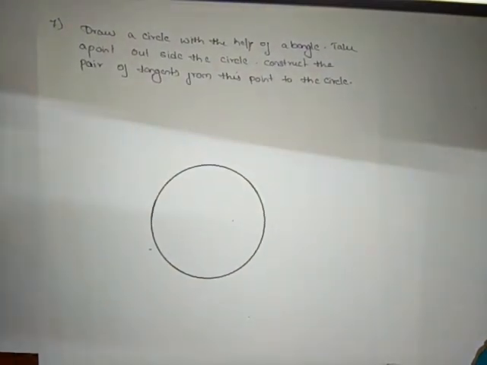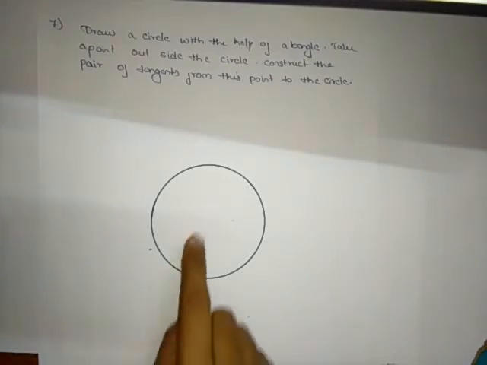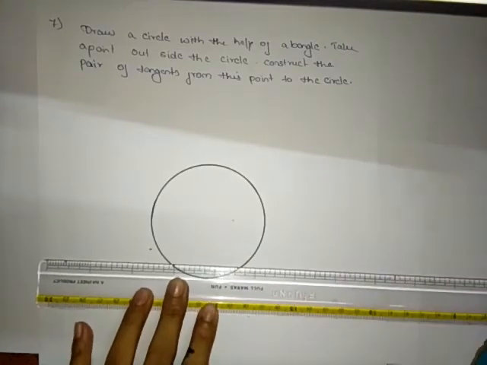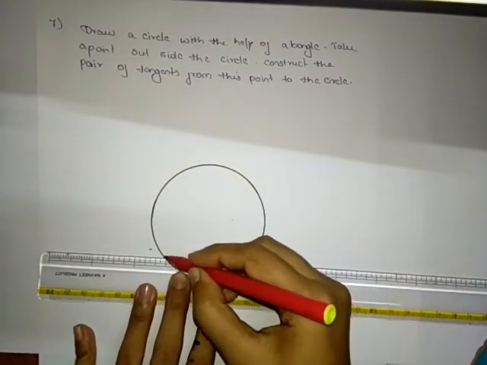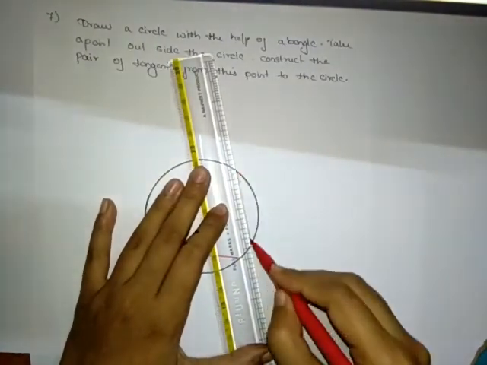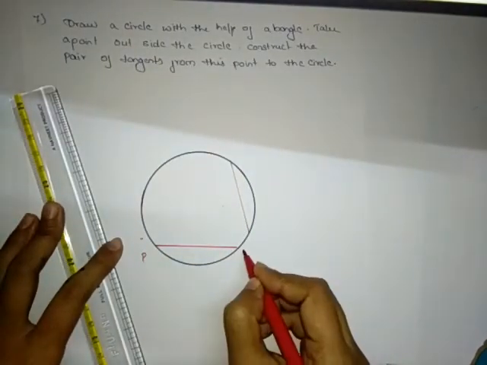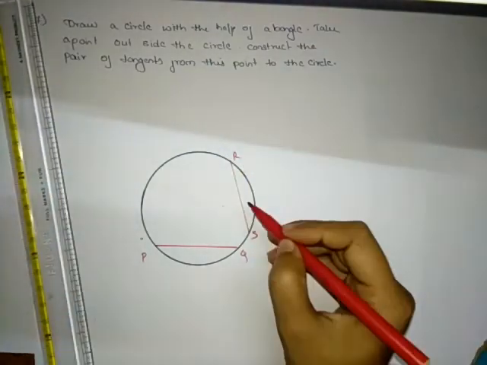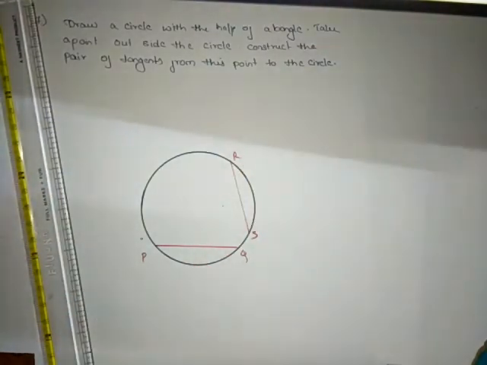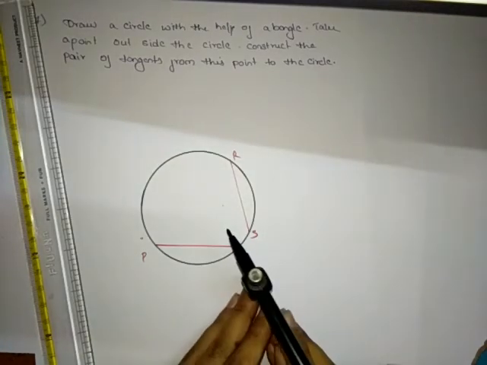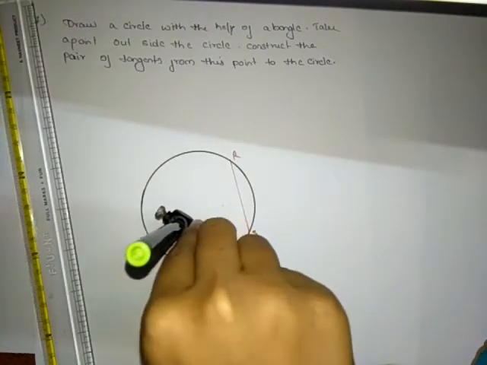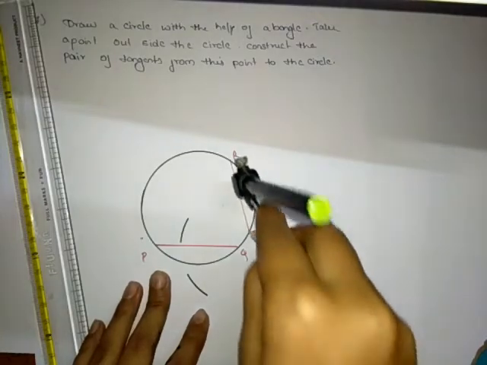Now first, to construct the tangent, we need to know the center of this circle here. For that, let us draw two chords, 1 and 2. We'll name them as P, Q, R and S. And we'll find the midpoints of these two chords by taking arcs with more than half of its length. Here also.